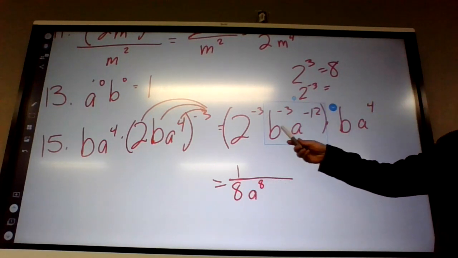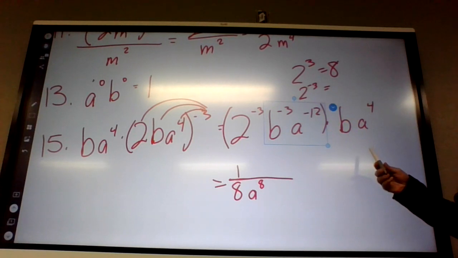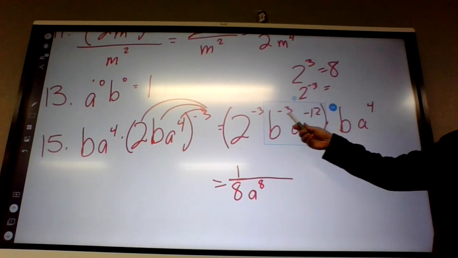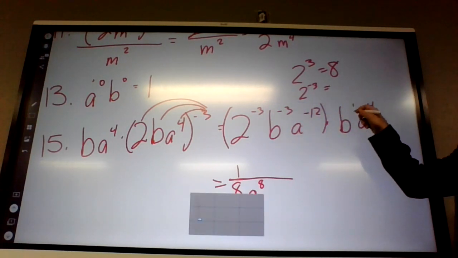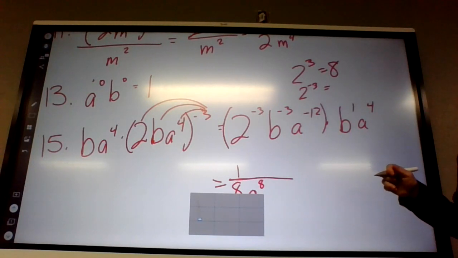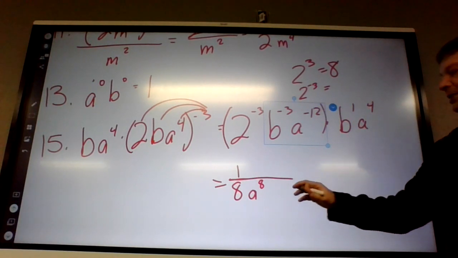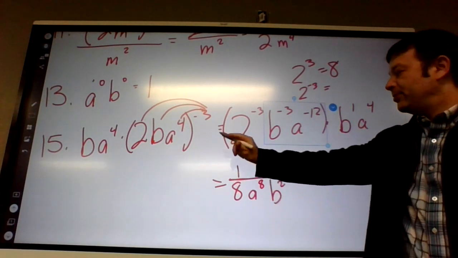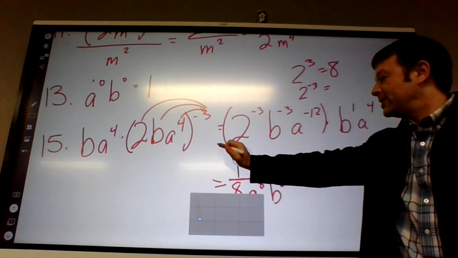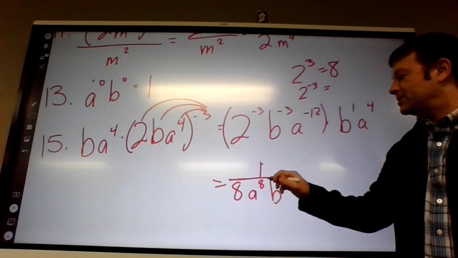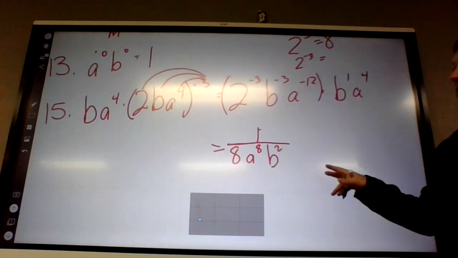And then how many b's do we have? Negative 3 plus 1. Negative 2. So it's b to the 2 down here. Now, we didn't have anything on the top at the end, except for that 1. I'm going to center it a little bit so it doesn't look so weird.